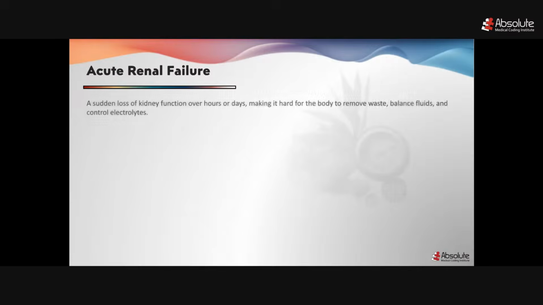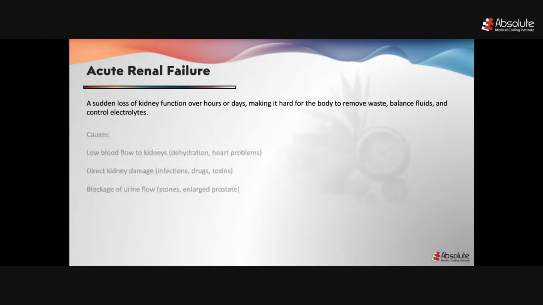Now next up, let's talk about acute kidney injury or AKI. Now the AKI is a sudden loss of kidney function happening over the hours or days, and the kidney can't remove waste, balance the fluids, or control the electrolytes properly, and it gets serious very fast. So the most common causes include low blood flow to the kidney. It might be due to dehydration or even heart problems.